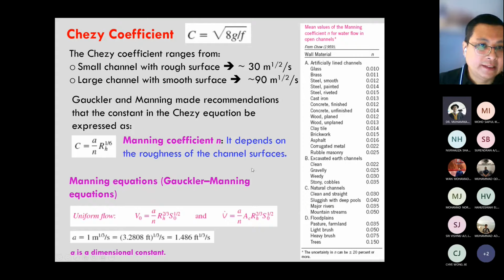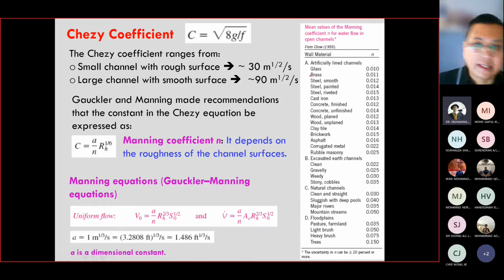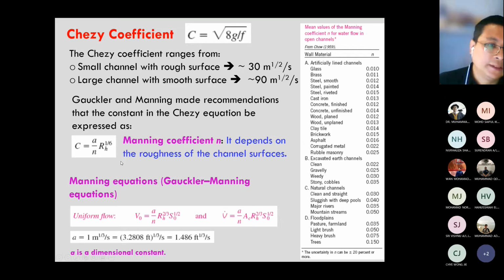Chezy coefficient ranges from the small channel with the rough surface. Now we can list the C, Chezy coefficient, from the formula. Then C you get in the table. So C for glass is maybe small. If rough, maybe we can get a higher number. Gauckler and Manning made a recommendation that the constant in the Chezy equation be expressed as 1 over n, and then n we can get listed in a table.